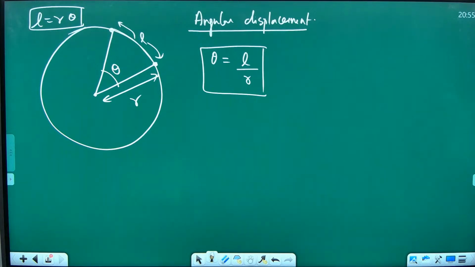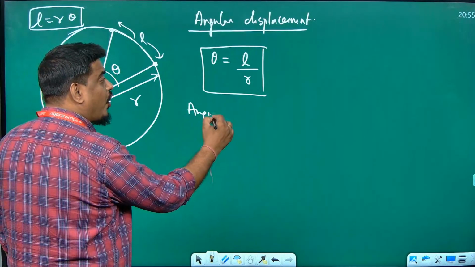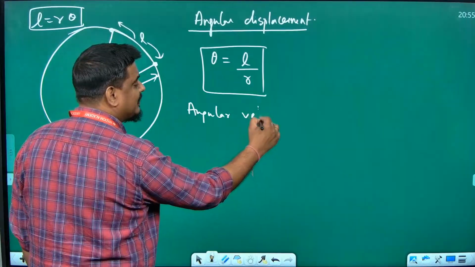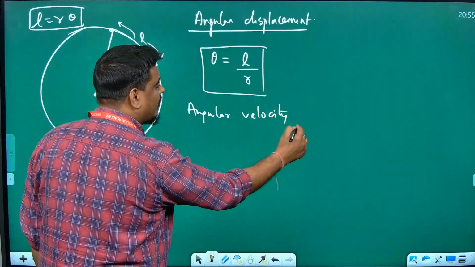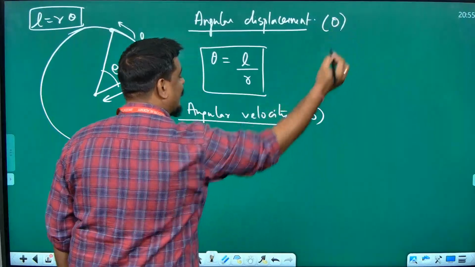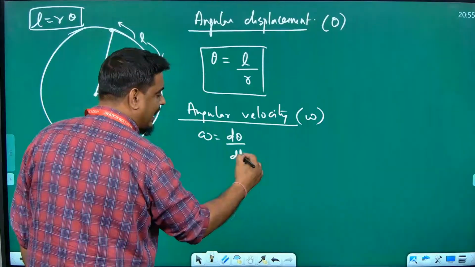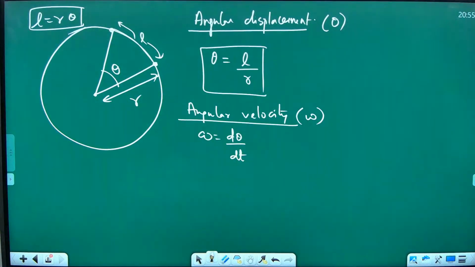How it comes, you understand? From the arc length formula. Rate of change of angular displacement is called angular velocity, given by omega. This was theta. So what is omega? Omega is the rate of change of angular displacement.